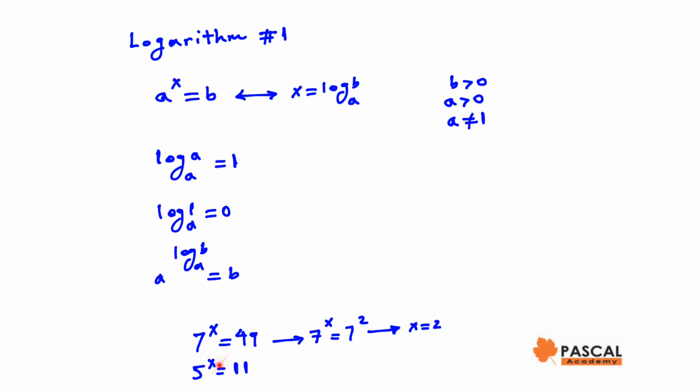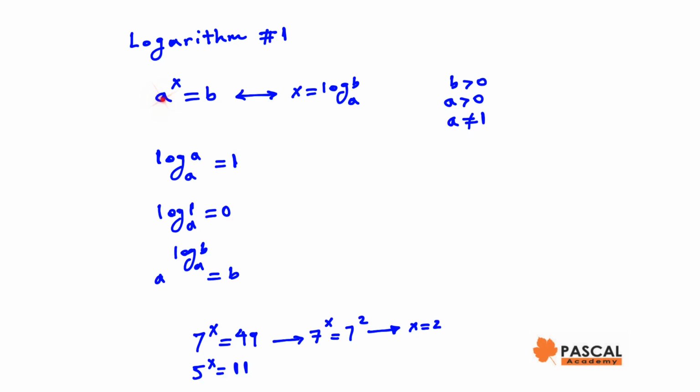5 to the power of 1 is 5. 5 to the power of 2 is 25. Therefore, the root is somewhere between 1 and 2, right? Now you can find 5 to the power of 1.5 and see if it is between 1 and 1.5 or 1.5 and 2, and keep doing this process till you find the root approximately.